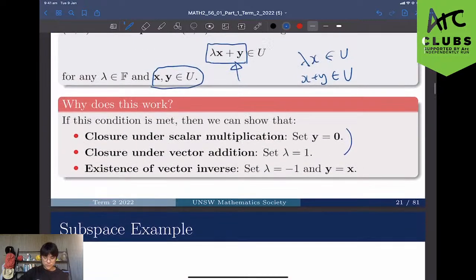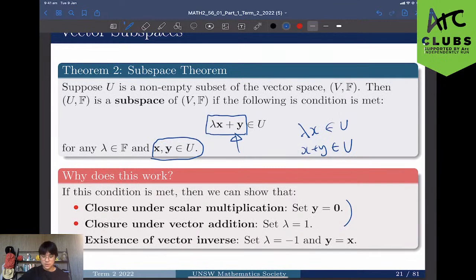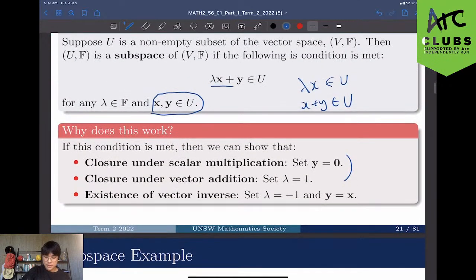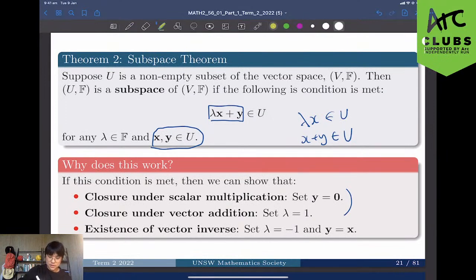Okay, so to prove this, we're going to use the subspace theorem. So we're going to pick two elements x and y of U and prove that lambda x plus y is also in U. And also, I forgot to highlight that it's important to point out when you're working out that U is non-empty. Same thing with groups. You have to prove or just show that it's a non-empty subset. Usually we can do this by just pointing out the identity element exists.